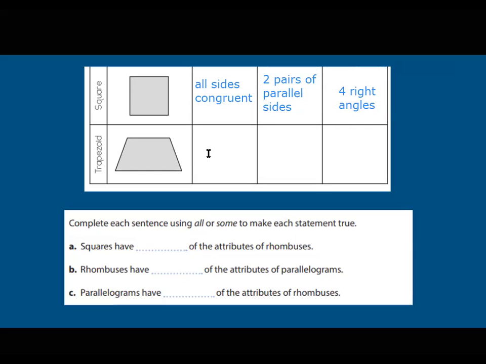And last, we have a trapezoid. So the first thing we're looking for are congruent sides. Does the trapezoid have any congruent sides? Well, this type of trapezoid, we see two sides, or one pair, that are congruent, but not necessarily every trapezoid. But since we do see it in this trapezoid, we'll say one pair of congruent sides.